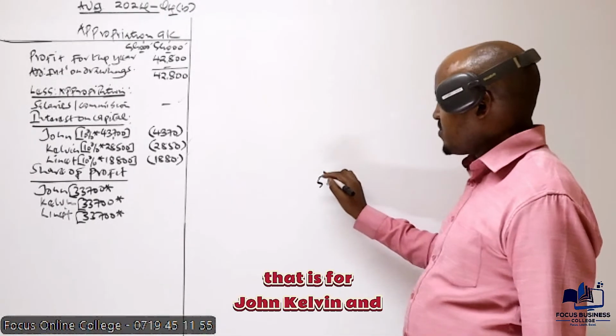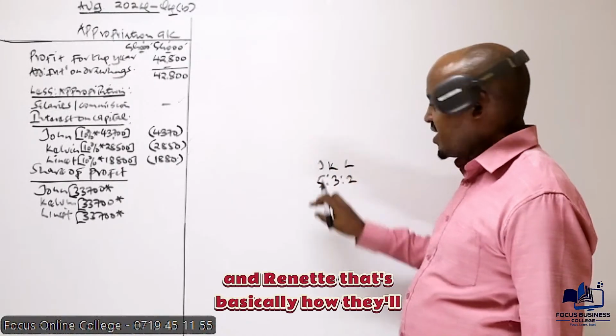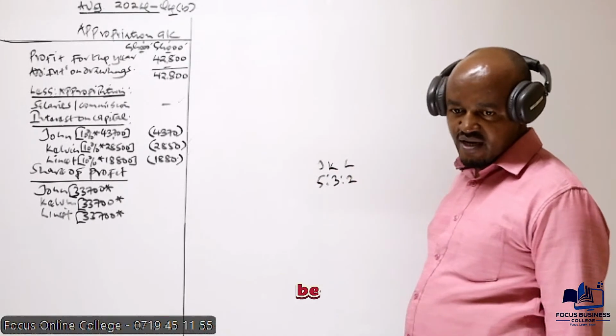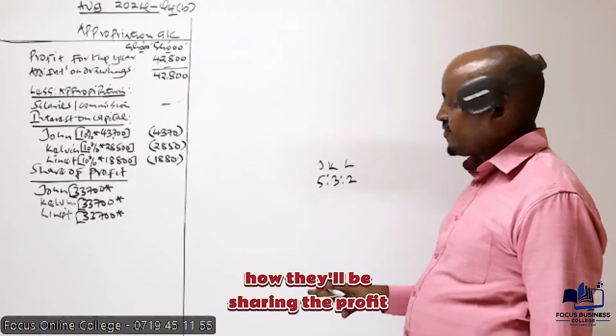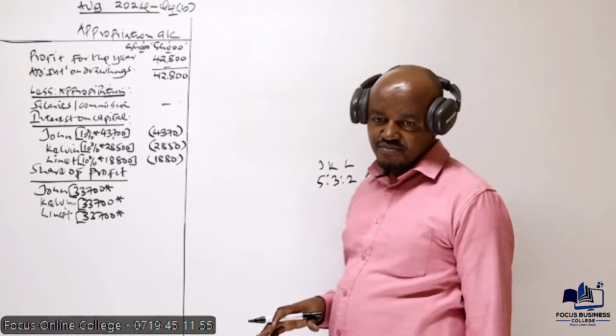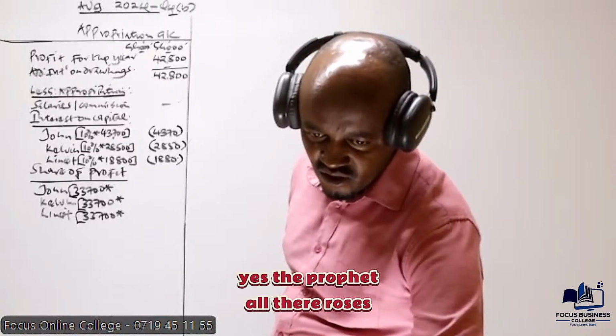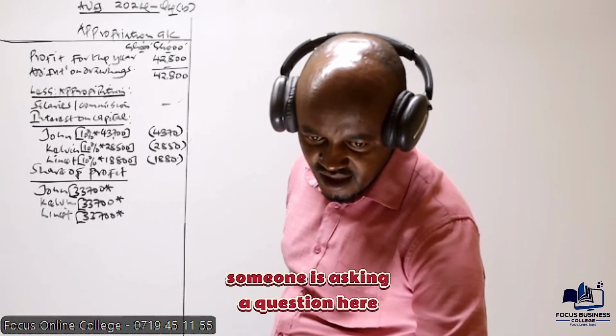5:3:2. That is for John, Kelvin, and Lynette. That's basically how they will be sharing the profit or the losses. Yes, the profit or the losses. Someone is asking a question here.